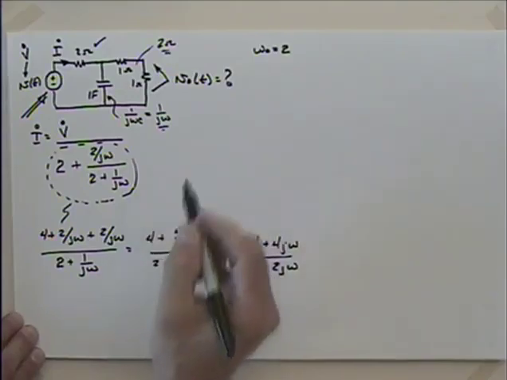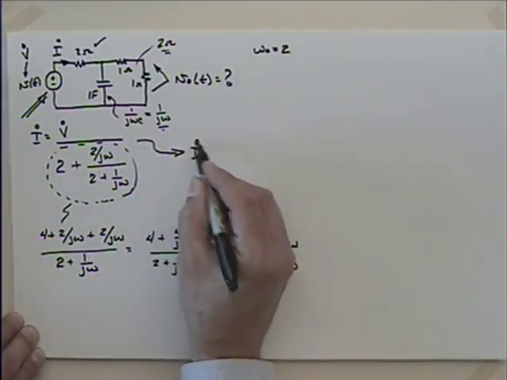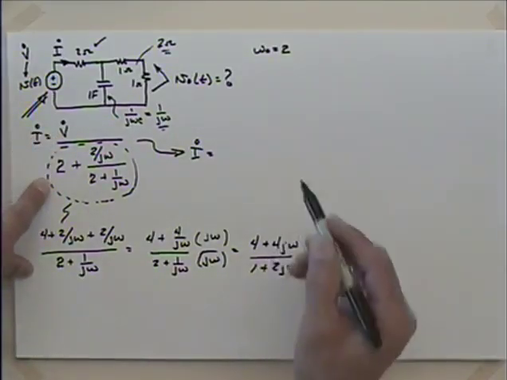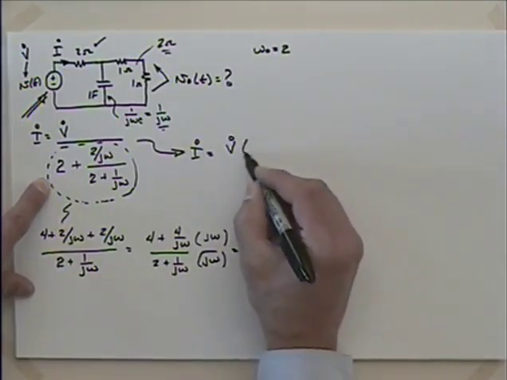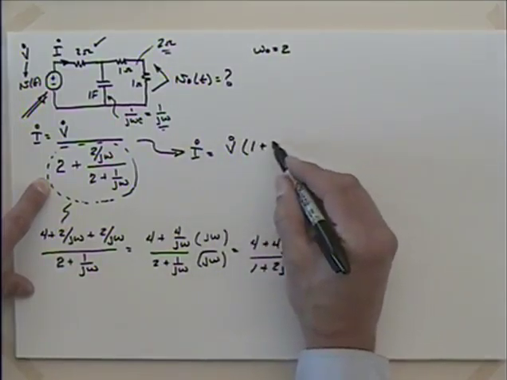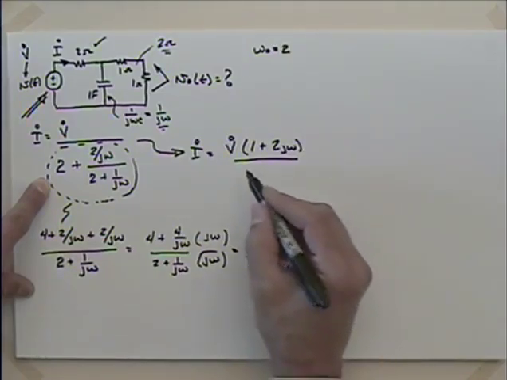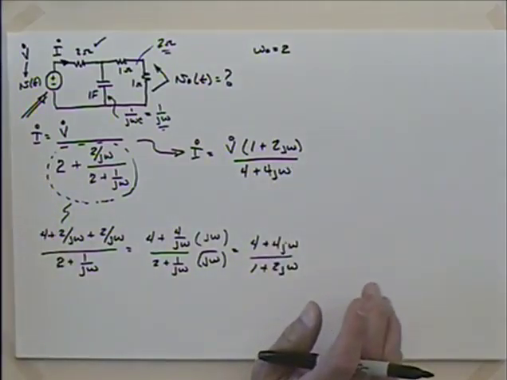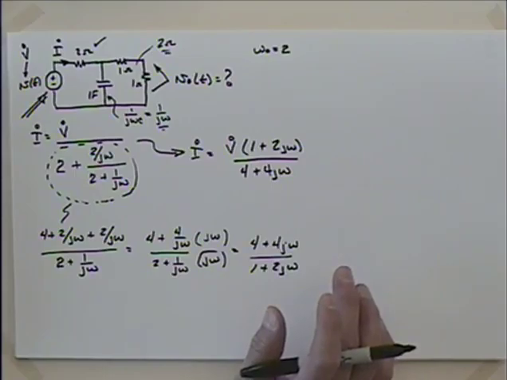So I could say then that I is really equal to V times this. So because this whole thing's in the denominator, I'm going to flip it. So I have then the denominator here times V, 1 plus 2 j omega, and then this term will remain in the denominator, 4 plus 4 j omega, right? So far so good?